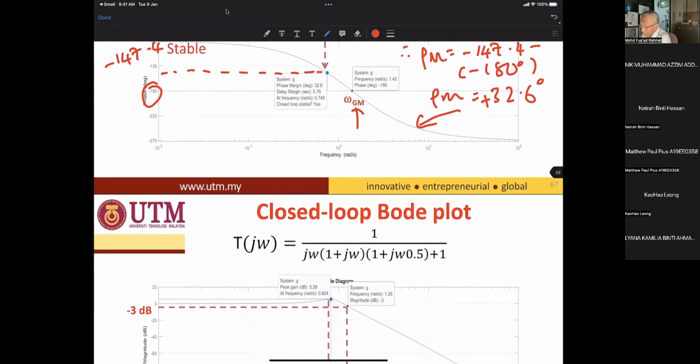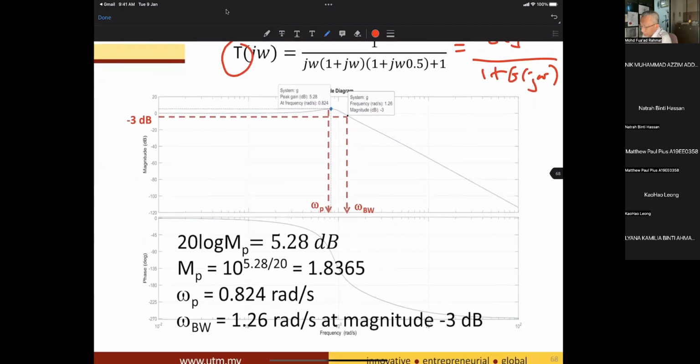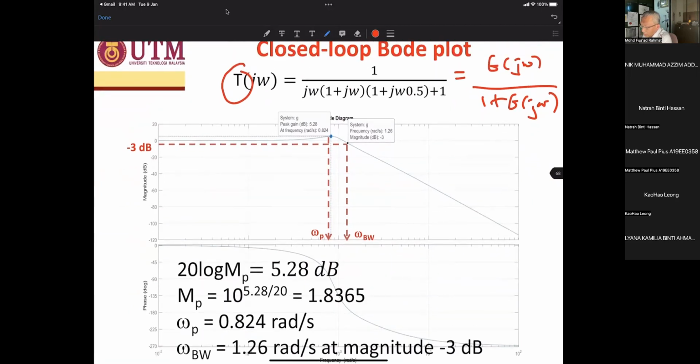Okay. Then how do we get T? How do we get the closed loop? T(jω) is G(jω) over 1 plus G(jω). So we get this closed loop transfer function, then we plot, right? Then we get the plot of magnitude and phase versus frequency. And from here, we obtain three important pieces of information, which are the MP, ω P, and ω bandwidth.